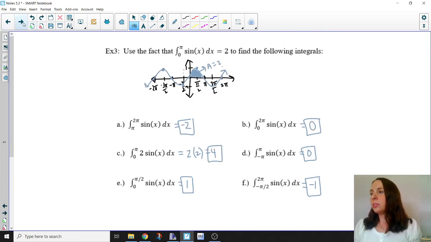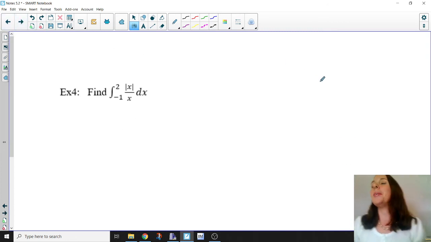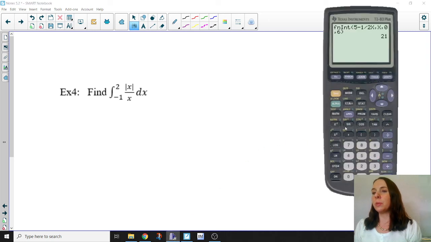Okay, there we go. Example 4. Finally, I think this is the last example. Find the integral from -1 to 2 of the absolute value of x over x dx. All right, so again, what we're going to do with this one is look at what this looks like as a graph. What shapes do we have here?